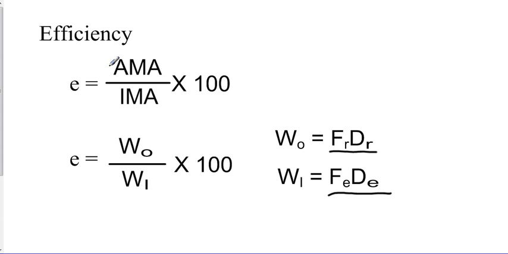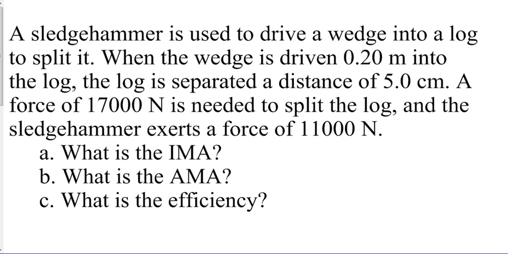Now, which equation you use is typically based off of what you've calculated before the efficiency. If you calculated the AMA and the IMA beforehand, it's easier to do the ratio of those. If you calculated the work output and the work input before, it'll be easier to use this as an equation. If you didn't do either, whichever one is most convenient to you will probably be easiest for you to work with. So, let's do a quick calculation, a quick practice.